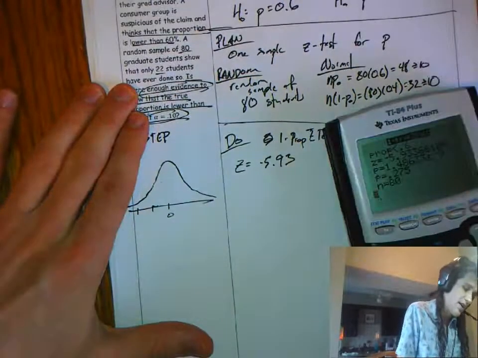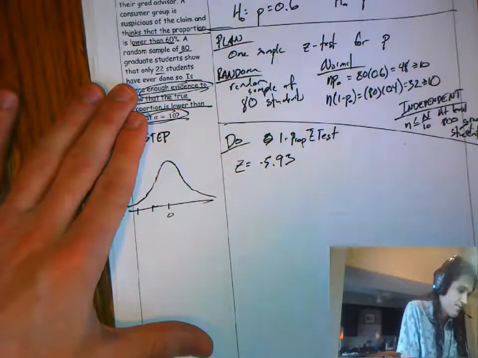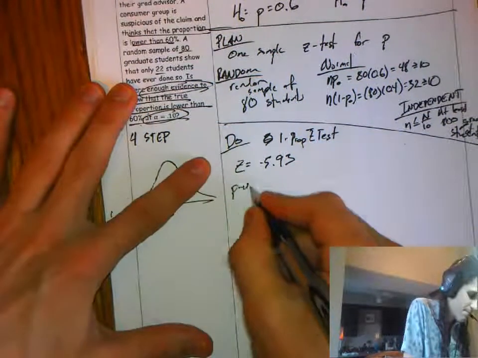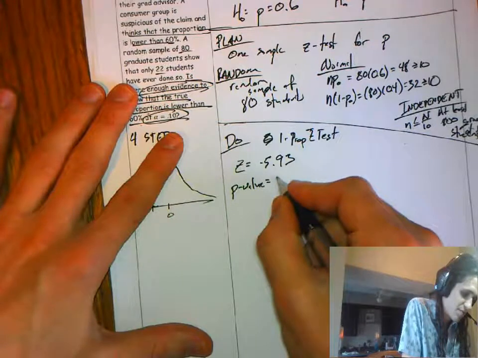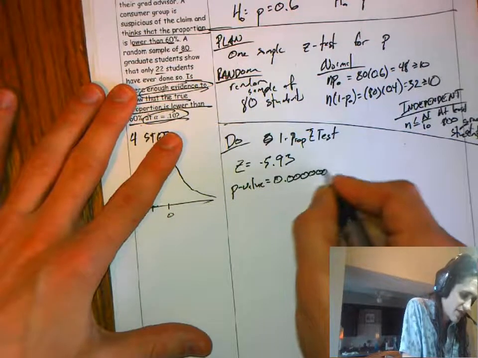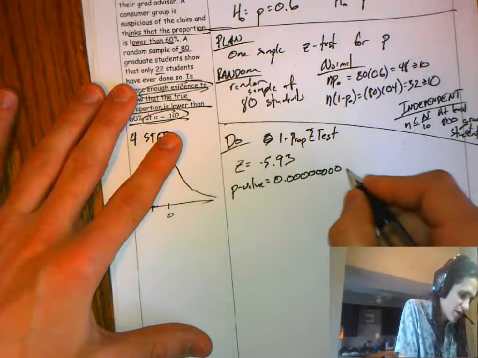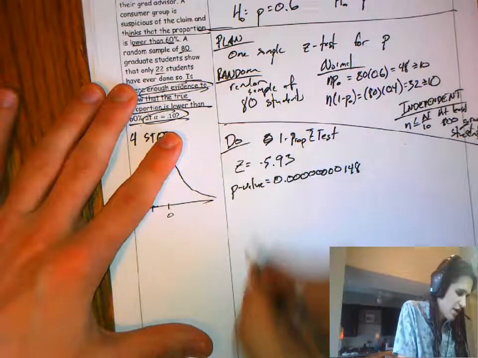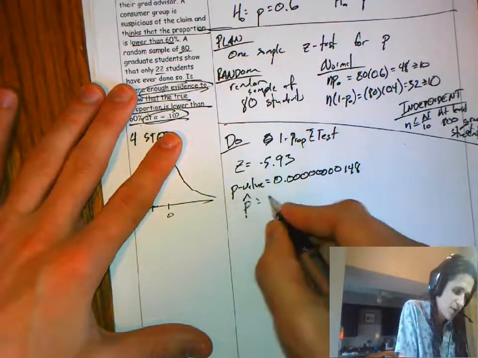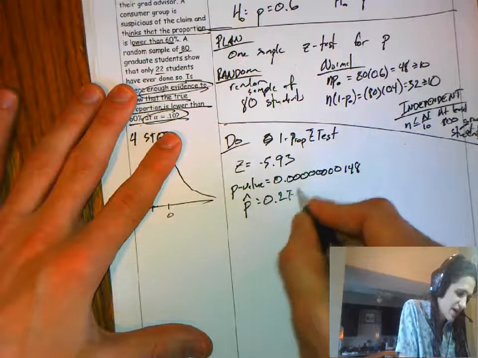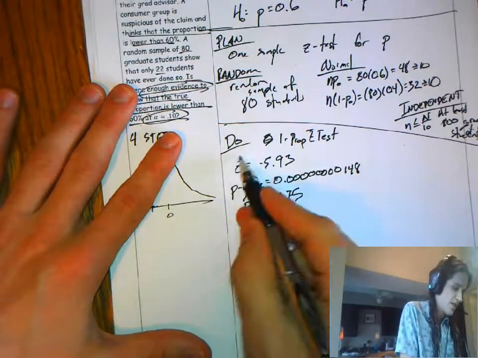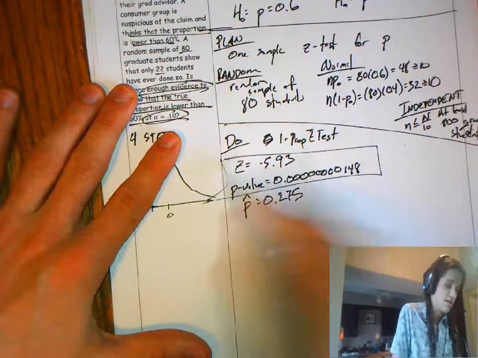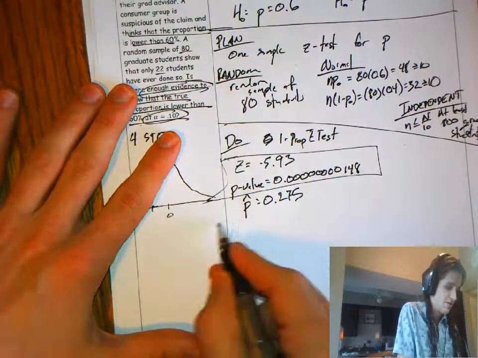It's our p-value. Oh, it's got scientific notation. Let's write it out without scientific notation. That's pretty small. Our observed p hat was 0.275, and I already know that the sample size was 80. So I've got that. What do I really need there? I need my z value and my p value.